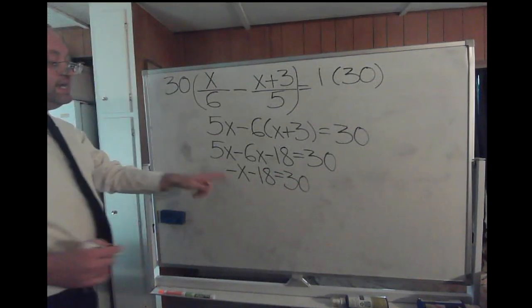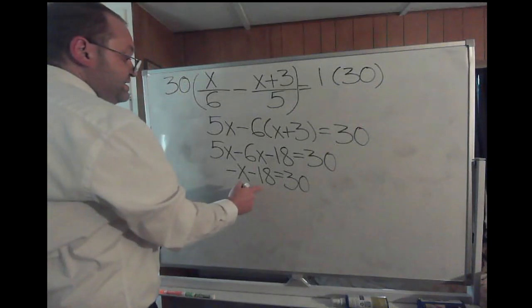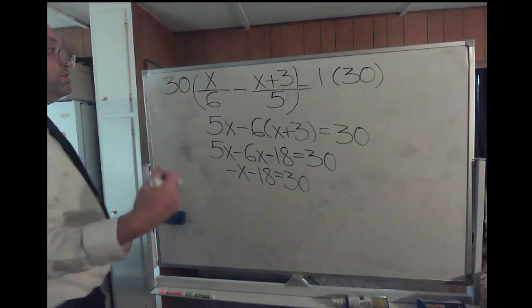Well, we want to get that negative x by itself. We have a minus 18, so we need to add 18 to both sides.